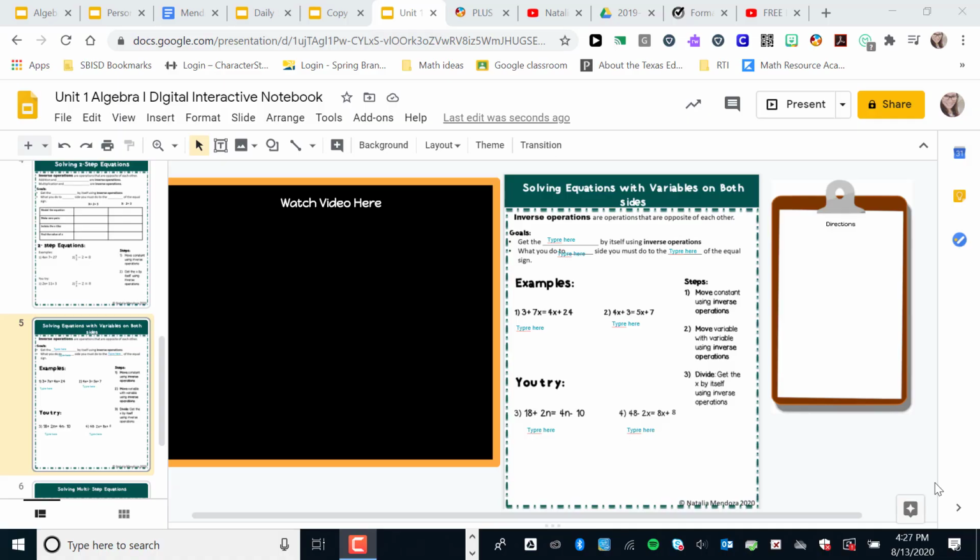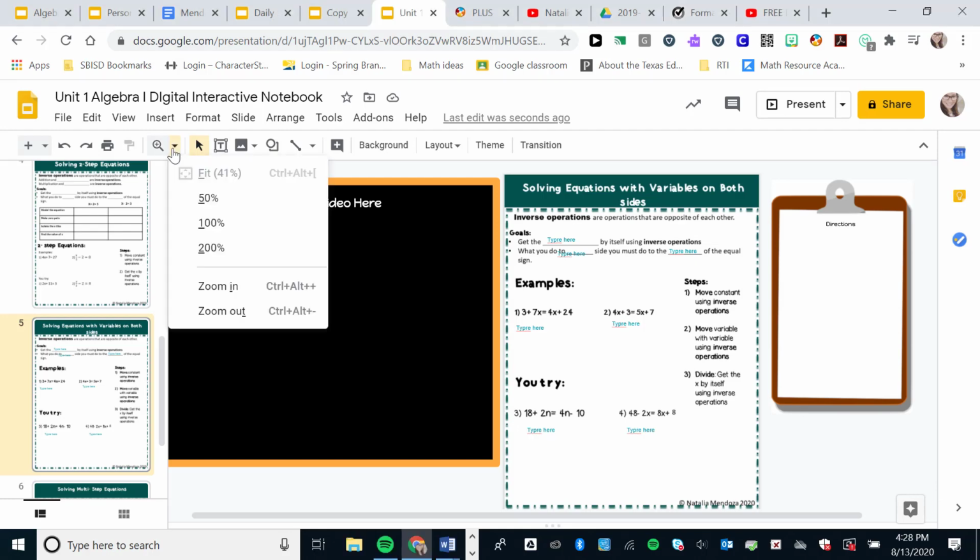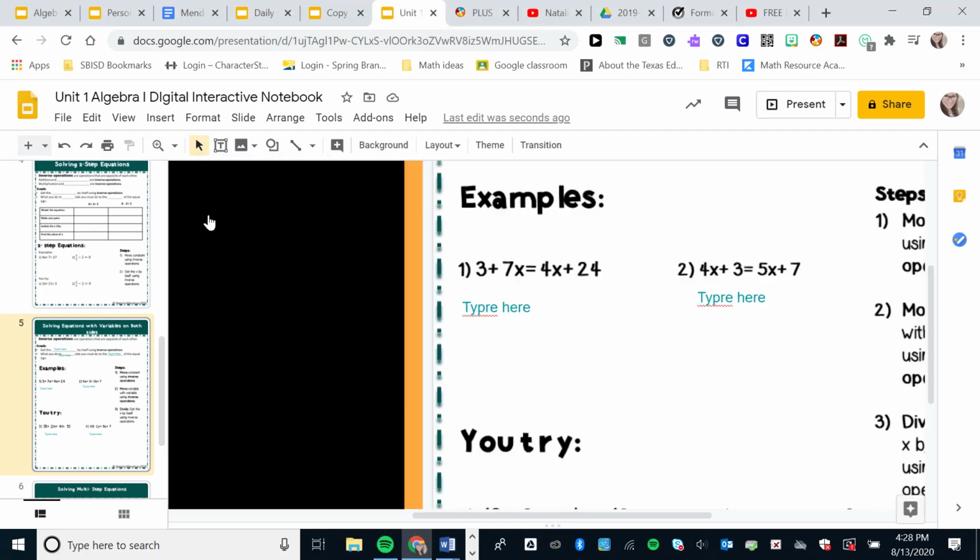Today we're going to learn how to solve equations with variables on both sides. So this was something that you guys have seen in 8th grade. Maybe you didn't learn it 100%, but this is something that we saw from 8th grade. So we're going to put together what we did with solving a two-step equation, and we're going to solve equations with variables on both sides. So we're going to have an extra step to it.